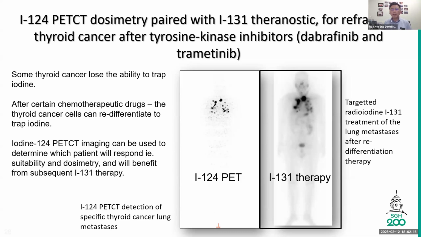and some of these drugs are called tyrosine kinase inhibitors, like dabrafenib and trametinib. After giving these drugs, some of the tumor can take up iodine. So by doing iodine-124 PET-CT, you can determine which patient has responded to these drugs, and therefore their suitability. And by doing dosimetry, you can then use iodine-131 to treat these specific patients. This is a very interesting topic that is being looked at currently.